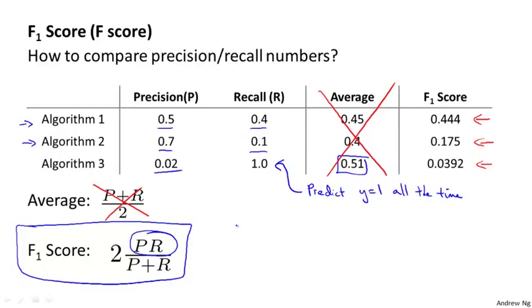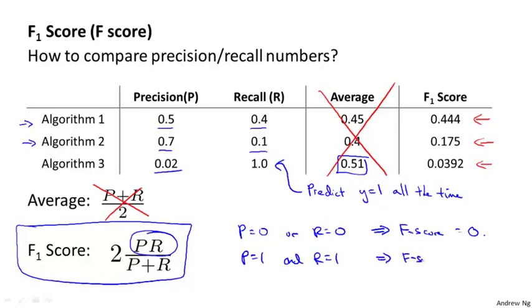And concretely, if P equals 0 or R equals 0, then this gives you that the F-score equals 0. Whereas a perfect F-score, so if precision equals 1 and recall equals 1, that would give you an F-score that's equal to 1 times 1 over 2 times 2. So the F-score would be equal to 1 if you have perfect precision and perfect recall. And for intermediate values between 0 and 1, this usually gives a reasonable rank ordering of different classifiers.